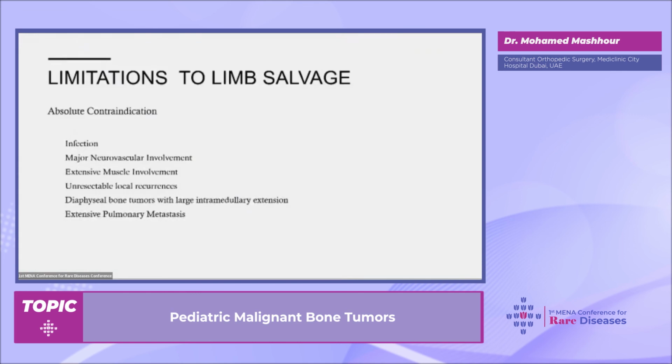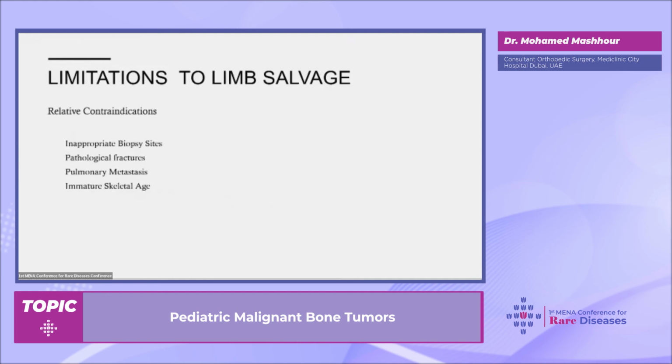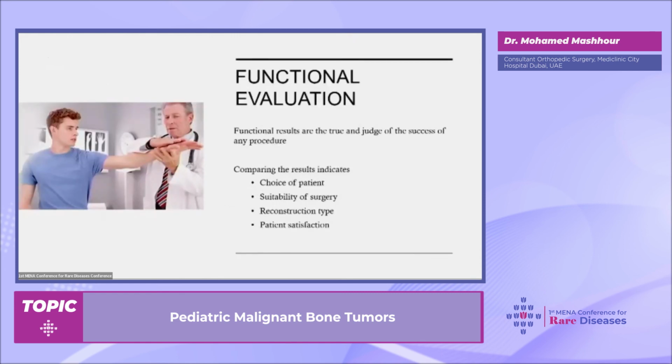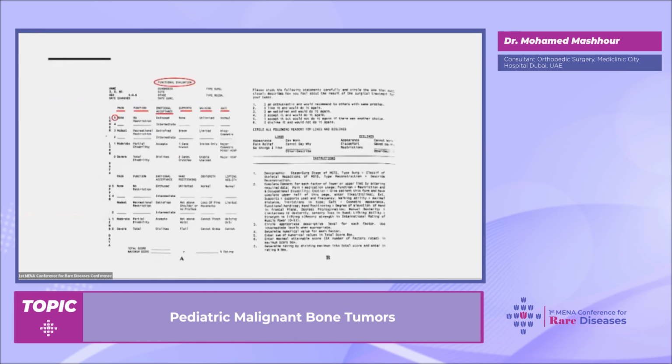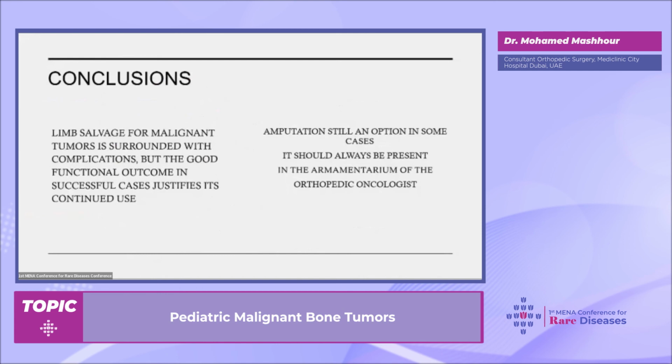The limitation should be if there are neurovascular structures involved or any limitation that prohibits limb salvage surgery. Some relative contraindications are pulmonary metastasis and fracture. Functional evaluation is done by a functional scoring system from the Musculoskeletal Tumor Society. In conclusion, limb salvage for malignant tumors is surrounded with complications, but good functional outcomes and successful cases justify its continued use.